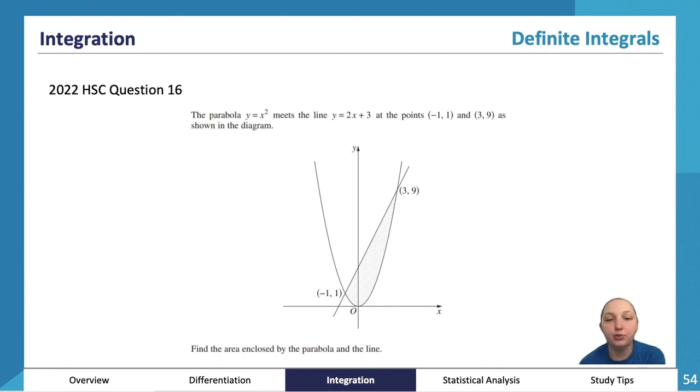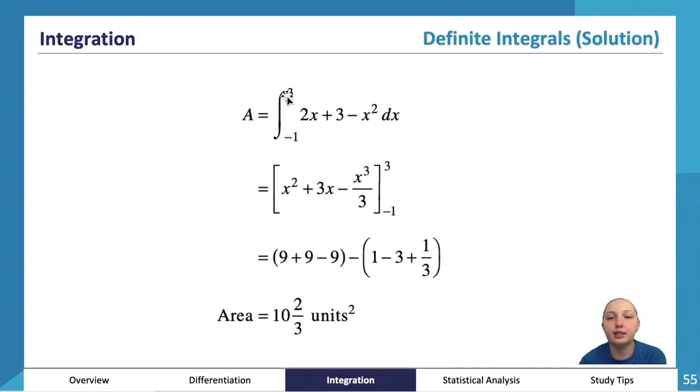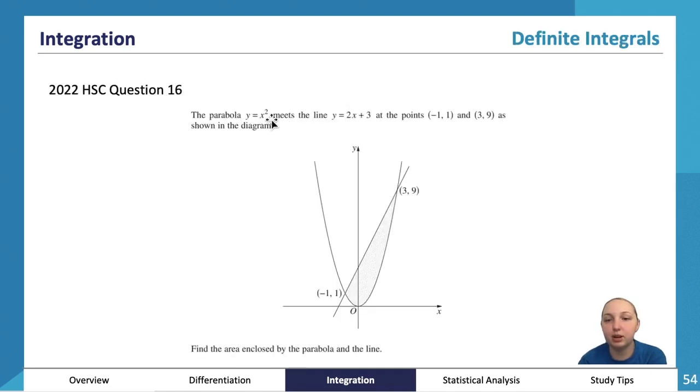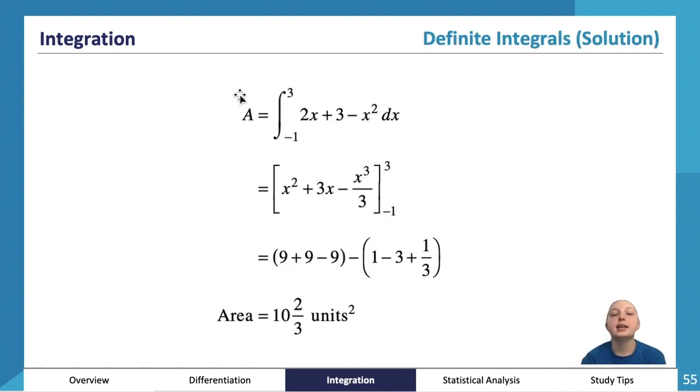So in order to find this area, we use our x coordinates. So we've got 3 and -1, and we literally subtract the two equations from one another. So we've got 2x plus 3 and x squared. Now our 2x plus 3, that straight line, is on the top. When you're thinking about which function is on the top, you're literally considering which line is above the other one. So we do 2x plus 3 minus x squared because the x squared was on the bottom. Once we've done that, we then integrate it.